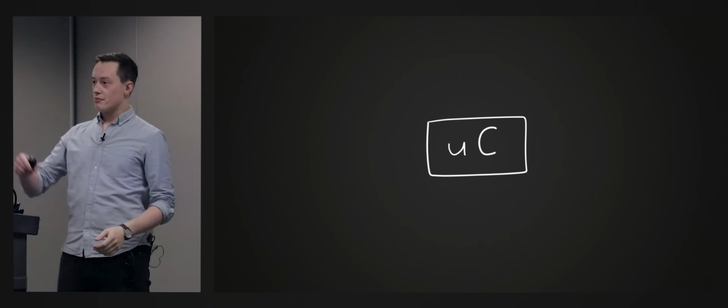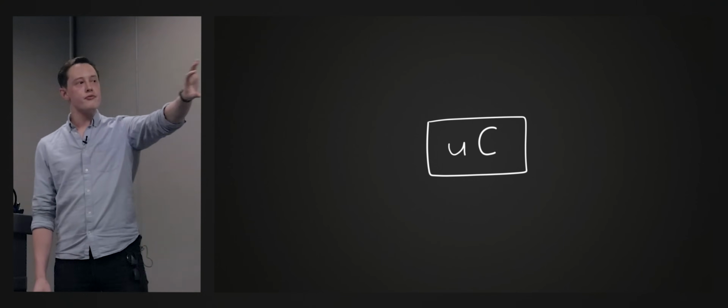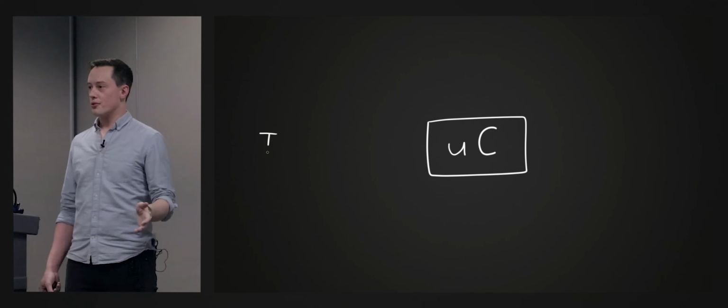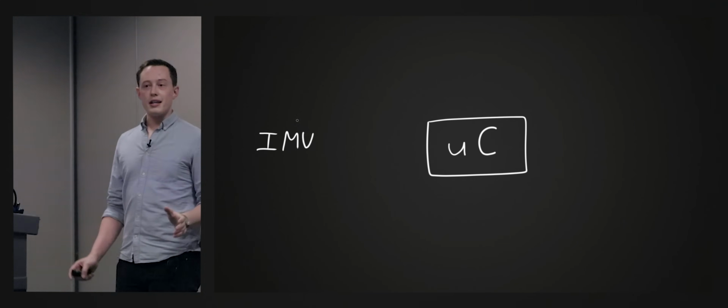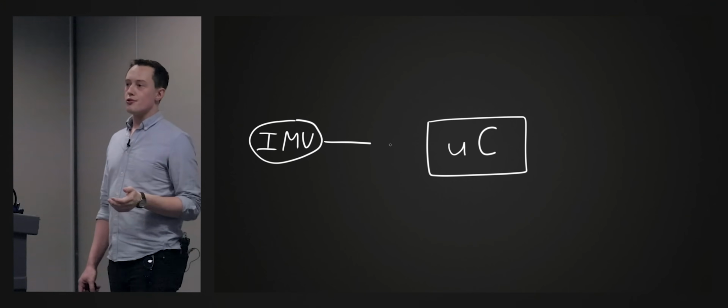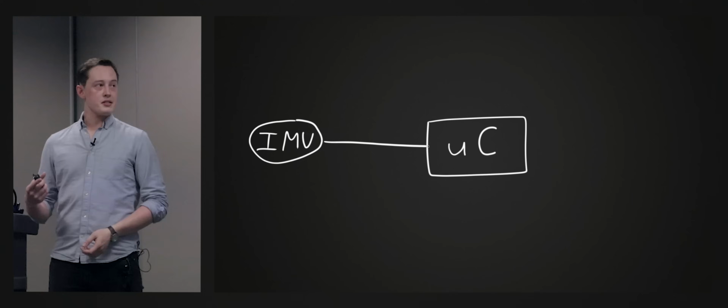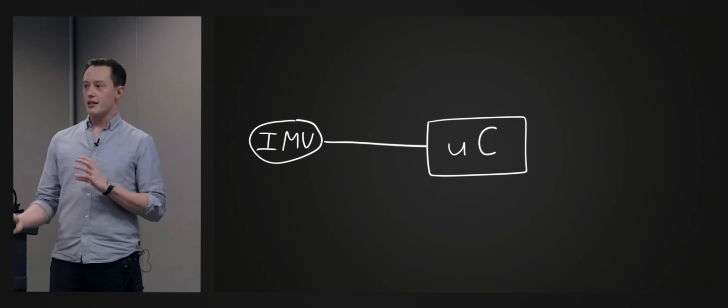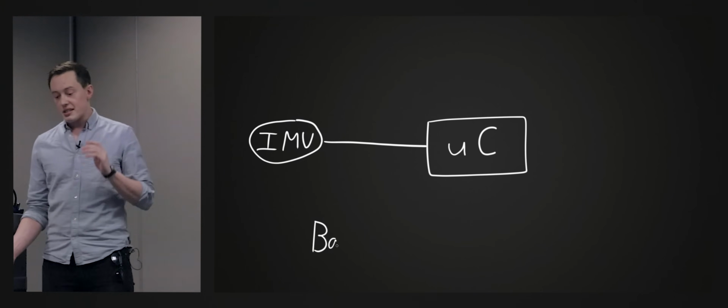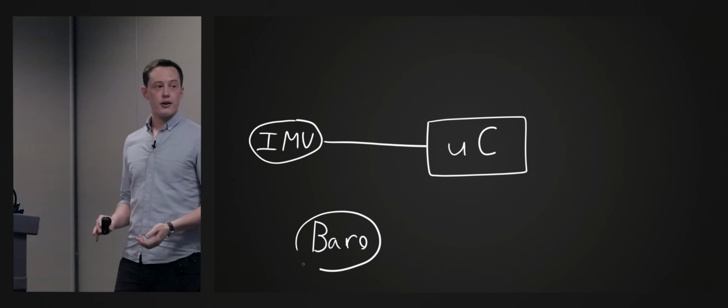U is the sort of subscript for micro, right? So in the very center, we're going to have something called a microcontroller, and that's going to run all of our code. Connected to that, we're going to use an inertial measurement unit, or IMU for short. That has a set of accelerometers and a set of gyroscopes to help us sense our orientation and where we're moving.